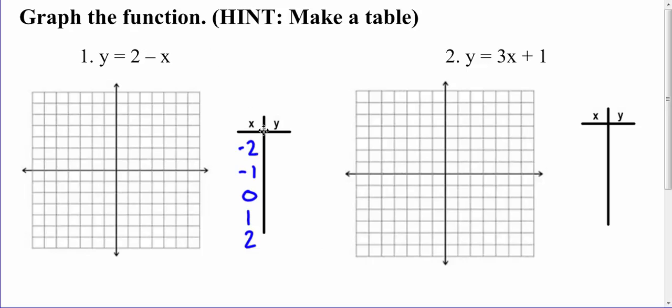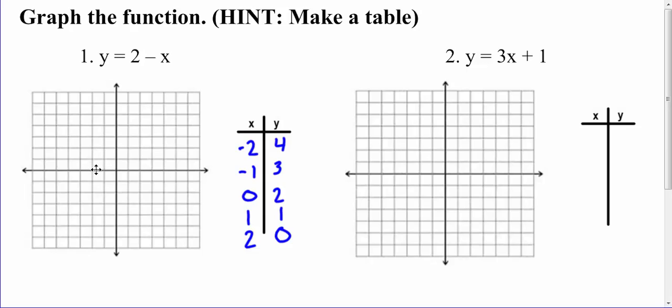So 2 minus -2, that's the same as 2 plus 2, which is 4. I'm just plugging these values into the equation or the function that's up here. 2 minus 0 is 2, 2 minus 1 is 1, and finally 2 minus 2 is 0. So again, just make up values for x. We like these values, but others would work as well. And then plug them into your function.